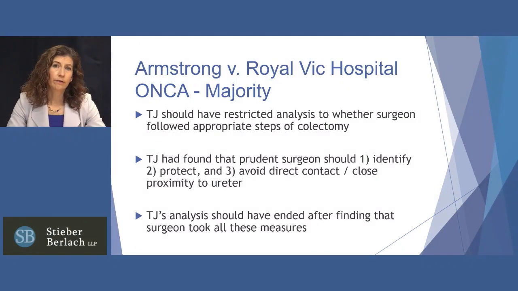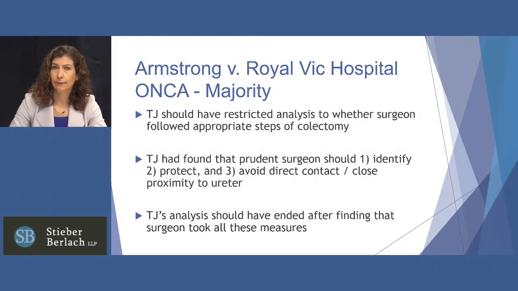The majority of the Court of Appeal said the trial judge should have restricted his analysis to whether the surgeon followed the appropriate steps of a colectomy. So, to recall, the trial judge had found that a prudent surgeon should first of all identify where the ureter is, secondly, take steps to protect it, and third, avoid getting too close to it.